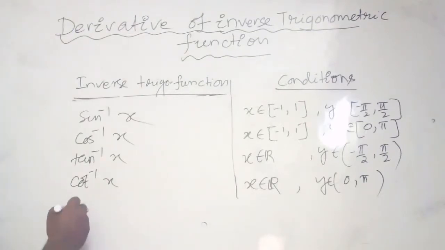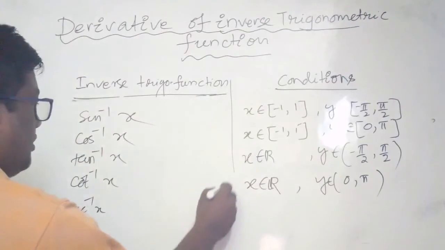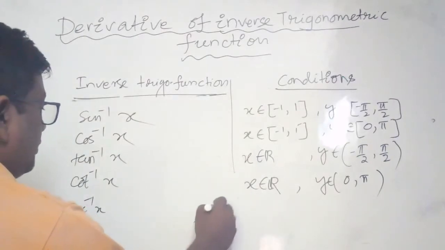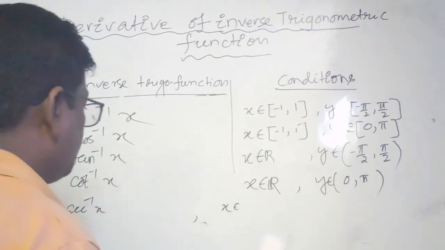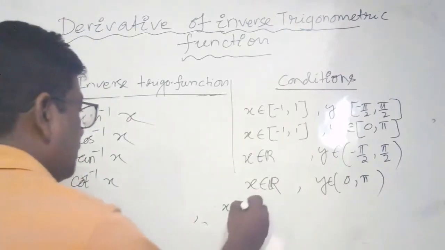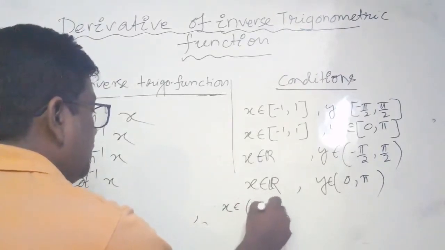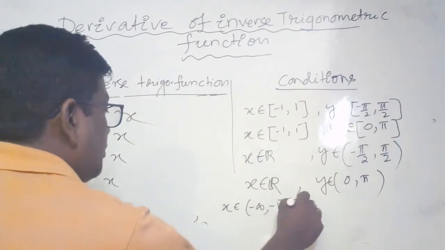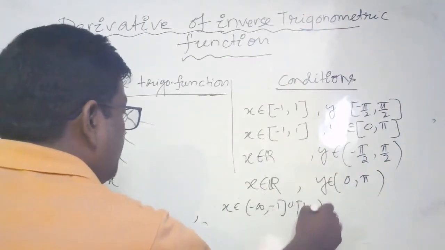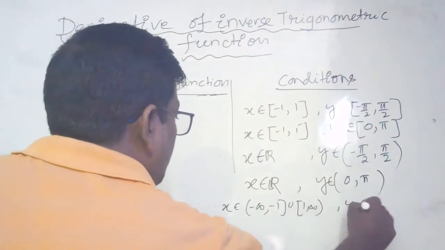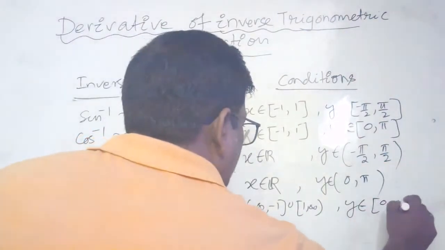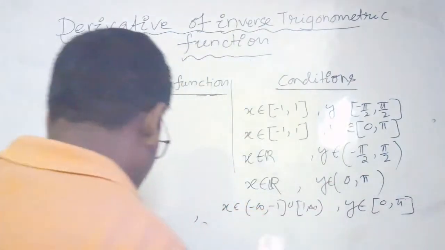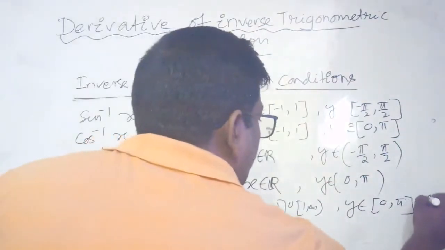This is sec inverse x. This condition is x belongs to what? Minus infinity, minus 1 union 1 comma infinity, y belongs to 0 to pi, minus pi by 2.